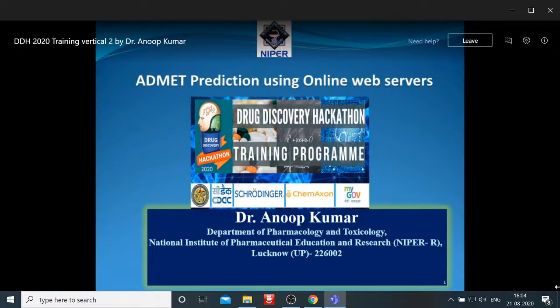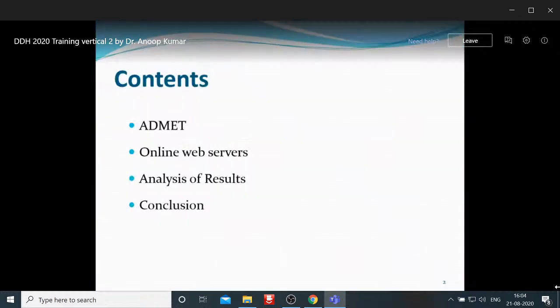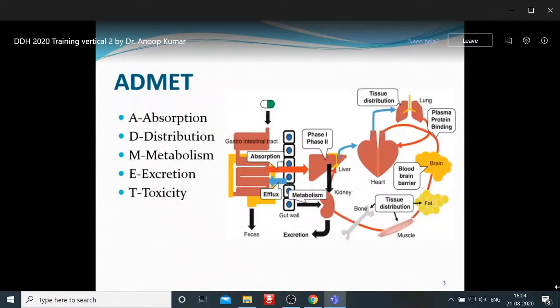So the molecule which is efficacious should also have a good ADME profile as well as toxicity profile. These ADMET properties, that is absorption, distribution, metabolism, excretion, and toxicity, we can predict by using commercially available software, and there are also a lot of online web servers by which we can predict these things. In this talk I am going to talk about what ADMET is, what different online web servers are available by which we can predict the ADMET profile of molecules, and how to analyze the results, followed by the conclusion. First, as I told you, ADMET stands for absorption, distribution, metabolism, excretion, and toxicity.